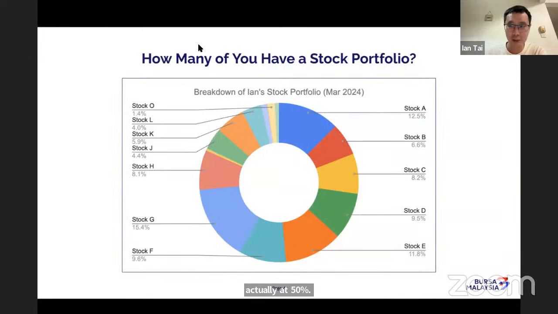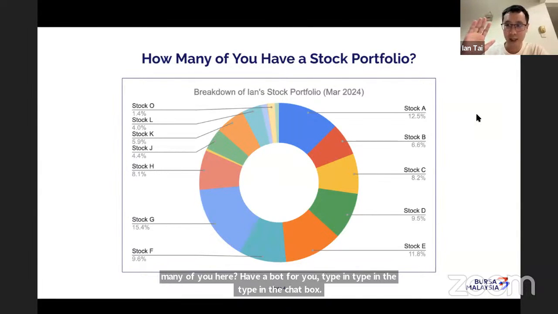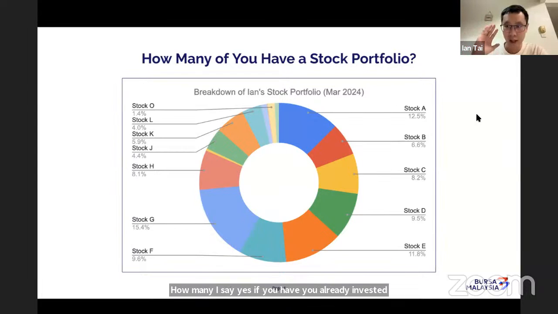So now, guys, I just want you to do one thing for yourself and for us, just to participate. So type in the chat box. I just want to get to know you a little bit better. How many of you here have a portfolio? Type in the chat box. Say yes if you already invested and you already have a portfolio, just type in yes. If you haven't started investing, just type in no.